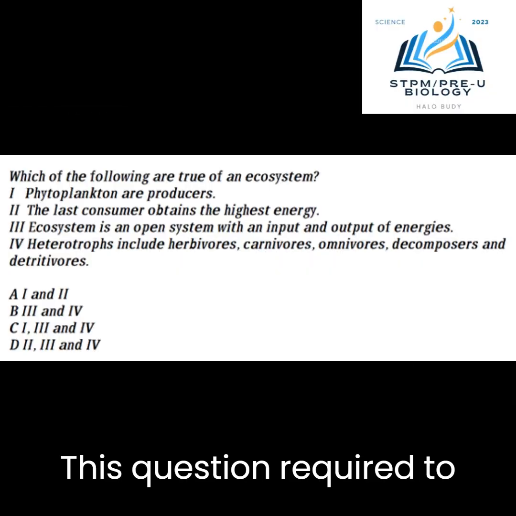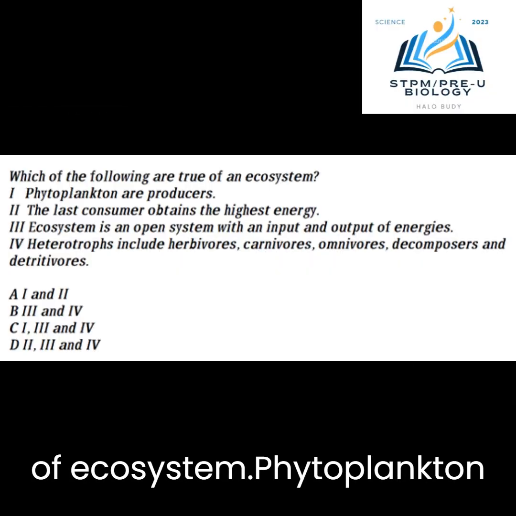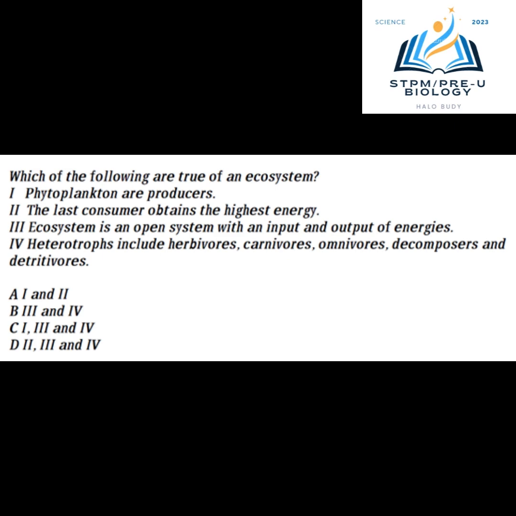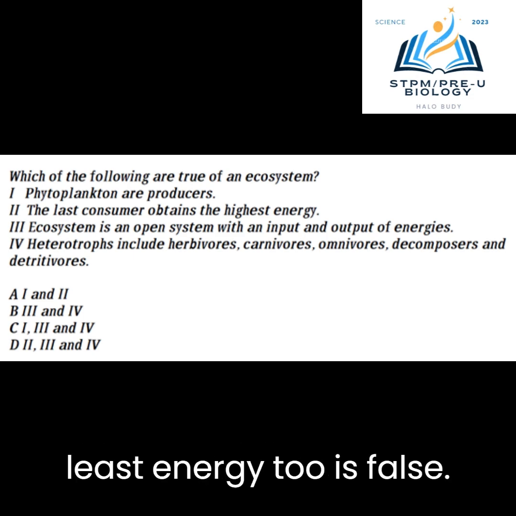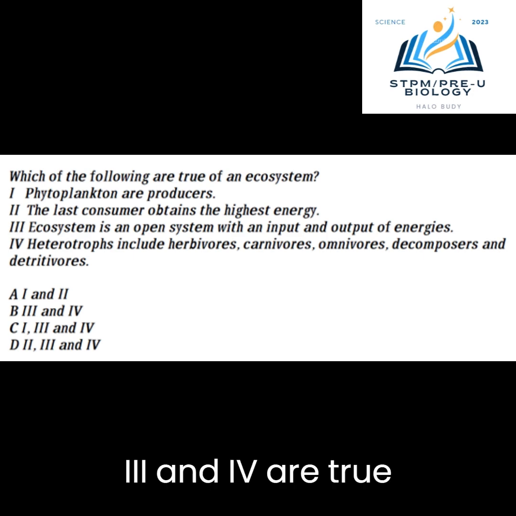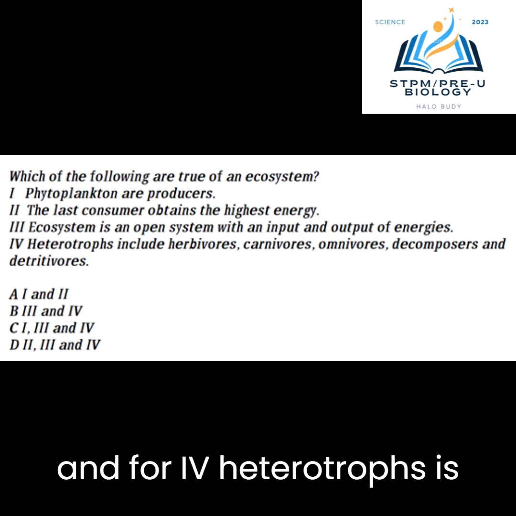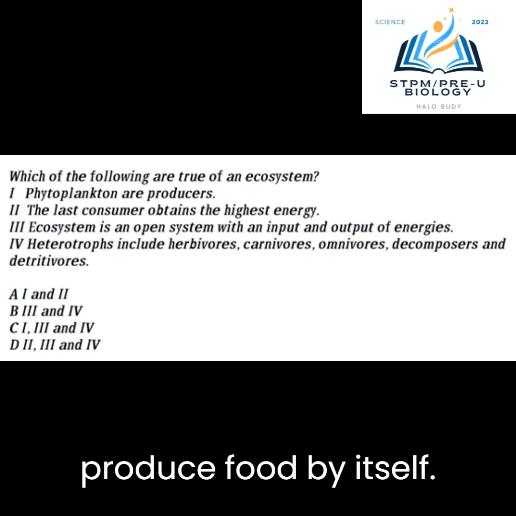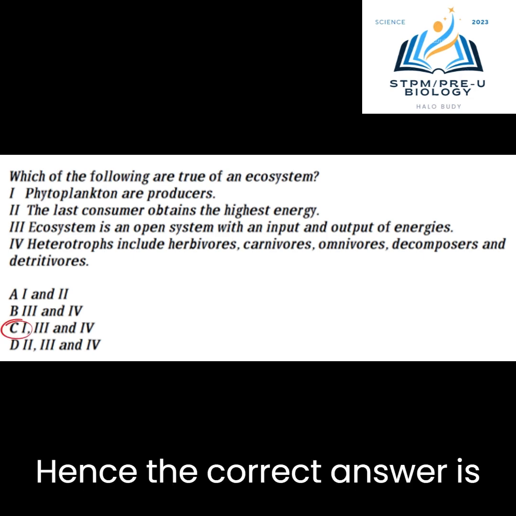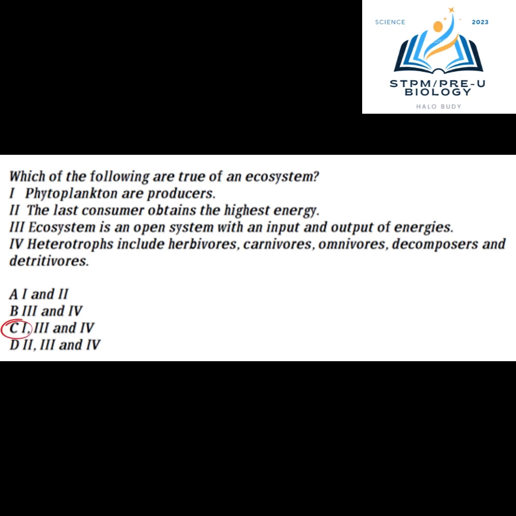This question requires finding the correct statement about the ecosystem. Phytoplankton is a plant that acts as a producer, so 1 is true. In the food chain, the last consumers will obtain the least energy, so 2 is false. 3 and 4 are true statements. For 3, an ecosystem is an open system, and for 4, heterotrophs are organisms that cannot produce food by themselves. Hence, the correct answer is C.